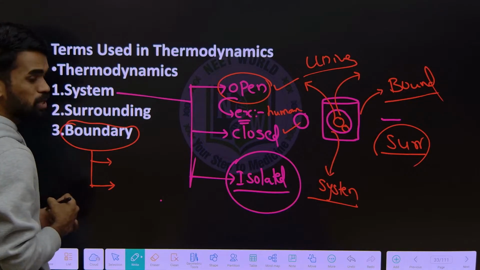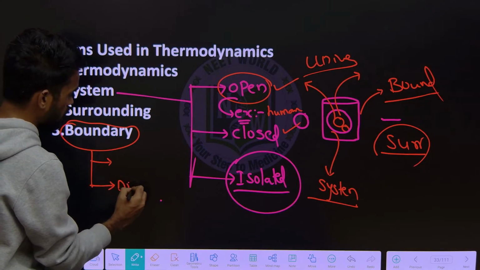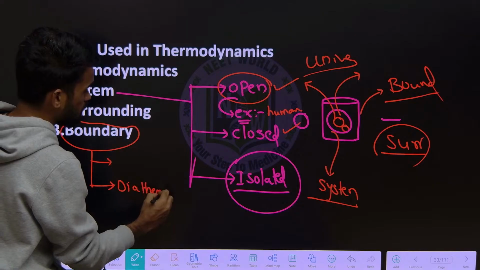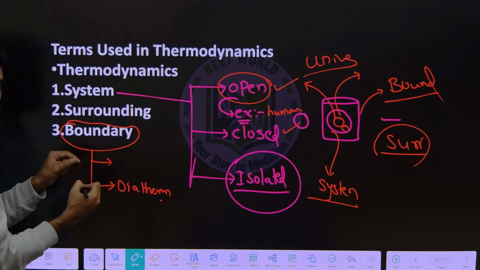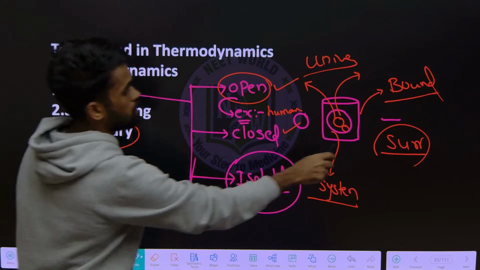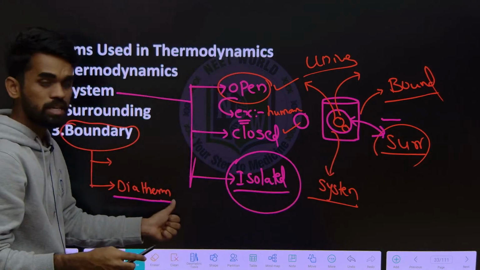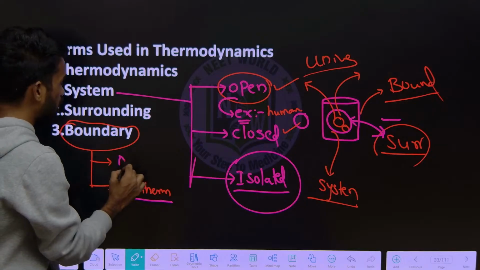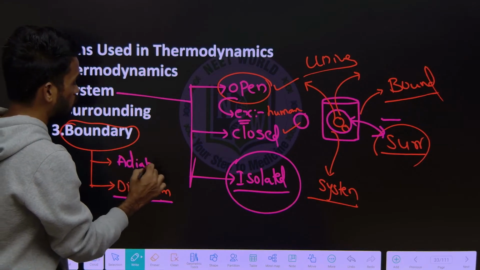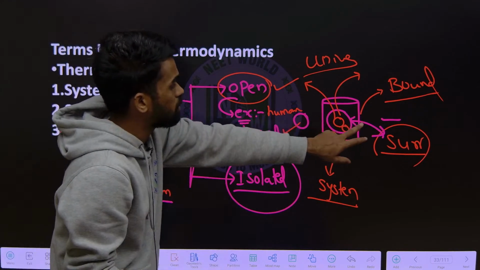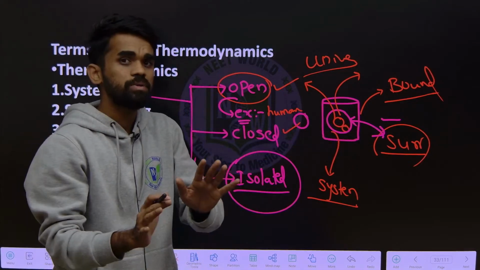So what is meant by a diathermic wall? It means there is a possibility for exchange of heat between system and surroundings. So heat can be exchanged between system and surroundings when this diathermic wall is used. And one more is the adiabatic wall. In an adiabatic wall there is no exchange of heat between system and surroundings. Hope these terms are clear.